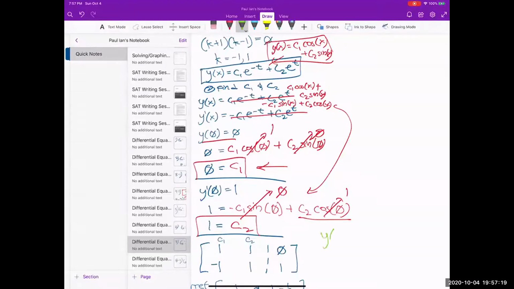You get y of x equals, so that's 0, right? Oh, I see. So it's just sine x. It's just sine x.